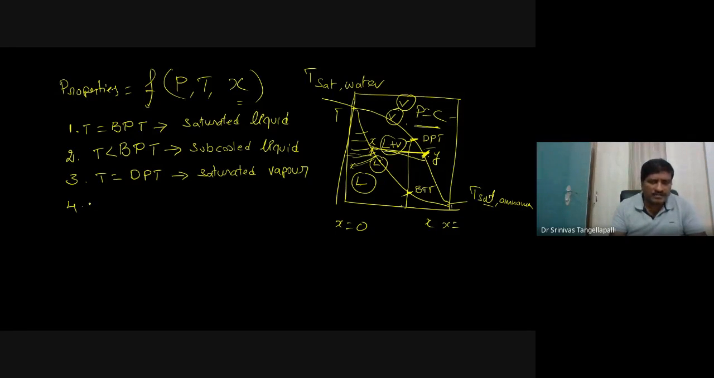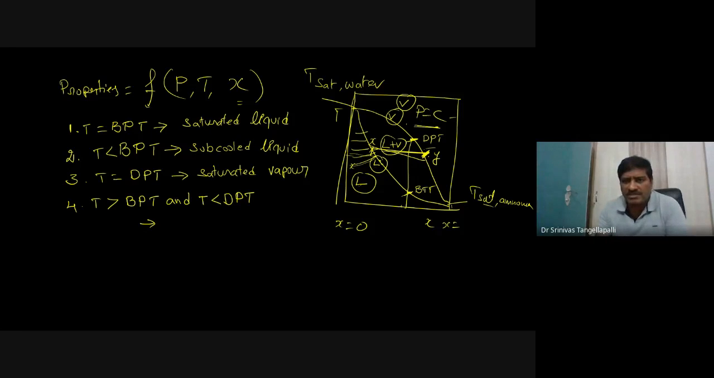Fourth one, if the temperature is greater than the bubble point temperature and the temperature is less than the dew point temperature, what is the name of the region? The temperature is between the bubble point temperature and the dew point temperature. That region we just discussed is a mixture, the liquid vapor mixture.